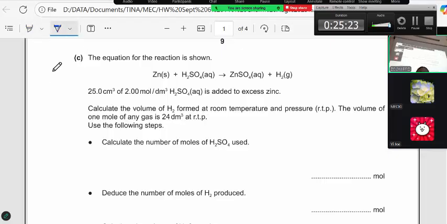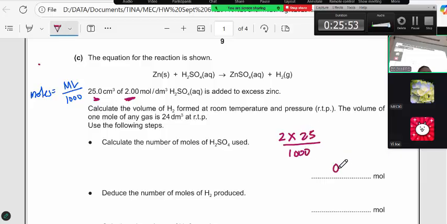So amount of moles is MV over 1000. Who is M? Molarity. Which one? 2. So 2 multiply V, V is volume, 25, over 1000. 0.05. Yes, you need to write it down.